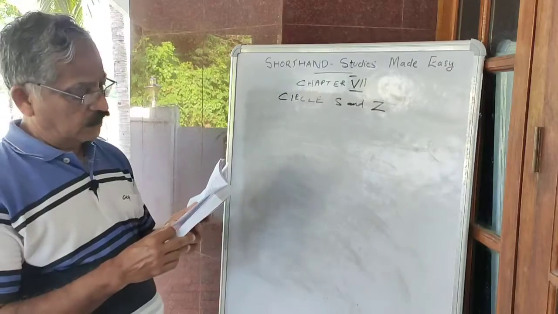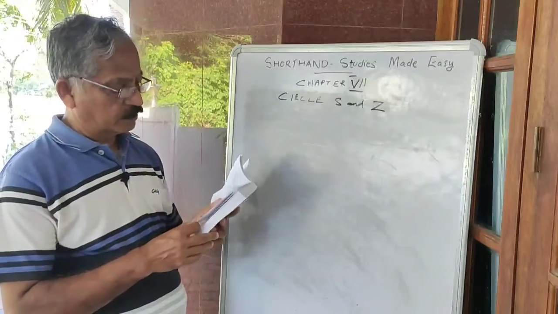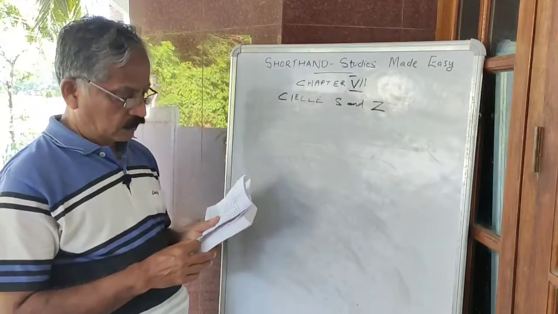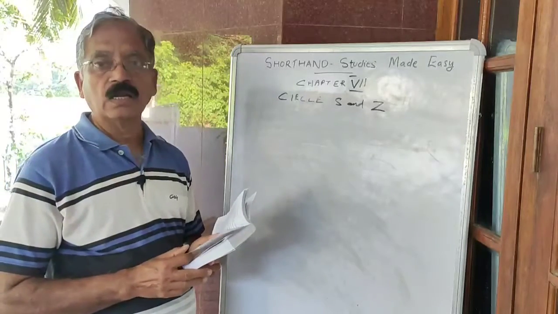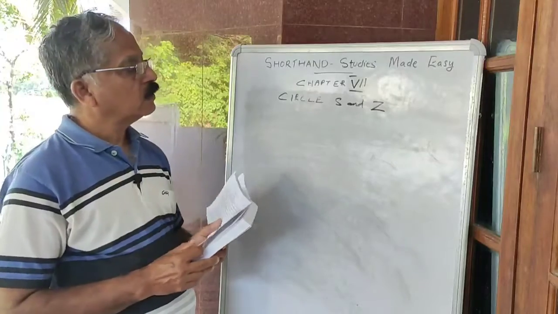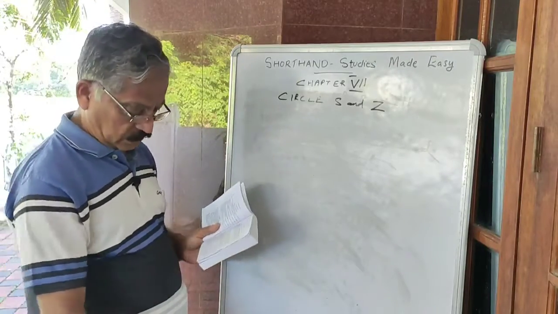Today we have already studied chapter 6. Now today we are studying chapter 7. Chapter 7 speaks about circle S and Z. Circle S and Z we have to study today.